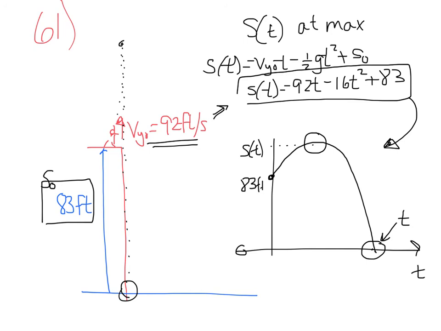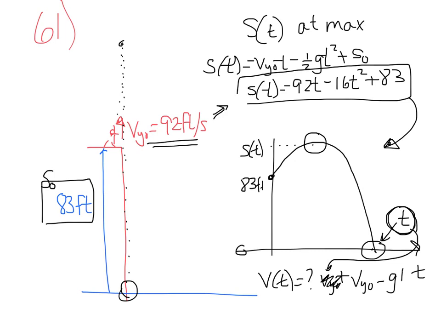And the last part of this problem asks, what's the velocity when it hits the ground? You take the time when your S function says the ball's at 0, and plug that into the equation for the velocity, which is Vy initial minus g times t. Once you know the time, you can plug into this equation to find the velocity the ball is going when it hits the ground.